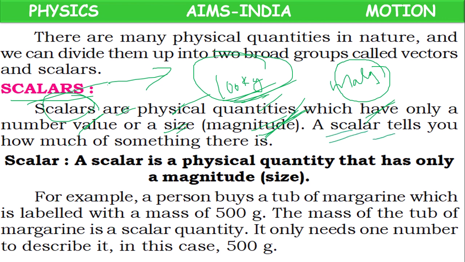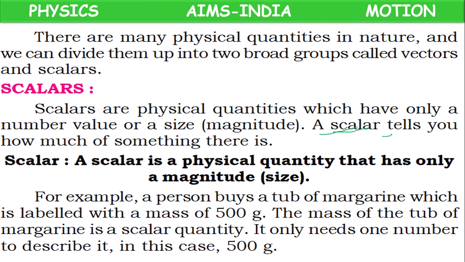A scalar will tell you how much of something there is, how much mass there is, or what the time is, or what the length is. A scalar will tell us how much size the object has, or how much quantity the object has. About that size and quantity, the scalars will describe. They explain only the magnitude of the object, or the number value of the object. So a scalar is a physical quantity that has only magnitude.